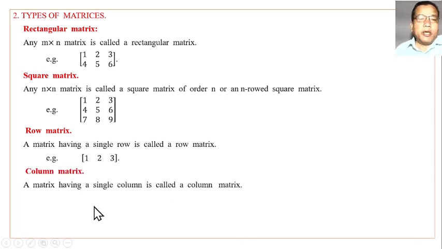Column matrix: a matrix having a single column is called a column matrix. A column matrix can have any number of rows, for example 1, 2, 3 rows, but it has only one column.